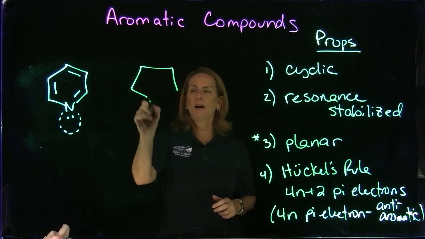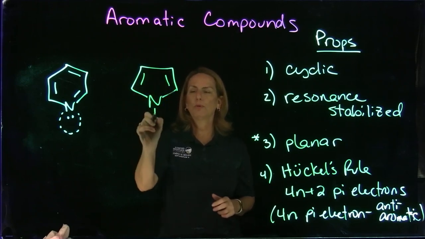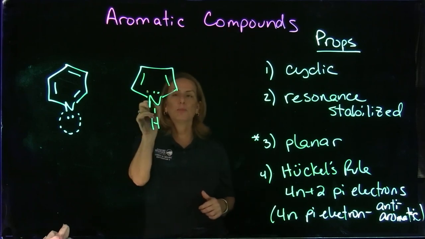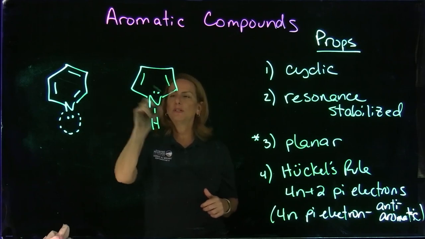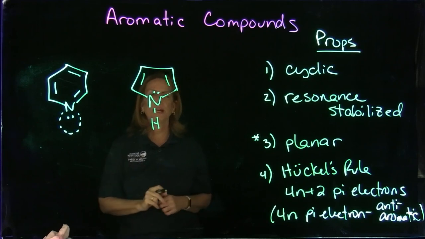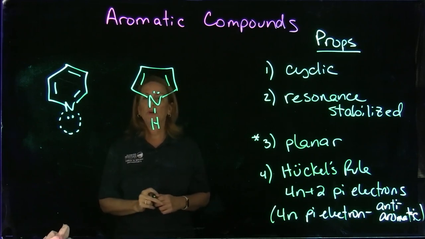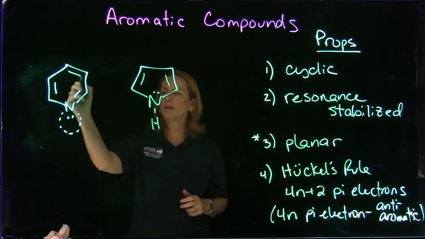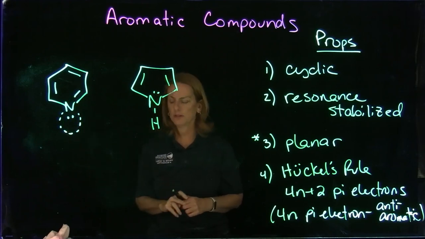Conversely, if we look at the five-member version of this, this is called pyrrole, and it has a lone pair. There is not another pi bond there, so this one does count. So both of these are aromatic. Both of these are completely resonance stabilized. Both of these are in rings. Both of these have 6 pi electrons. The difference is this pair right here is not involved, so this has an extra pair of electrons that's not involved.